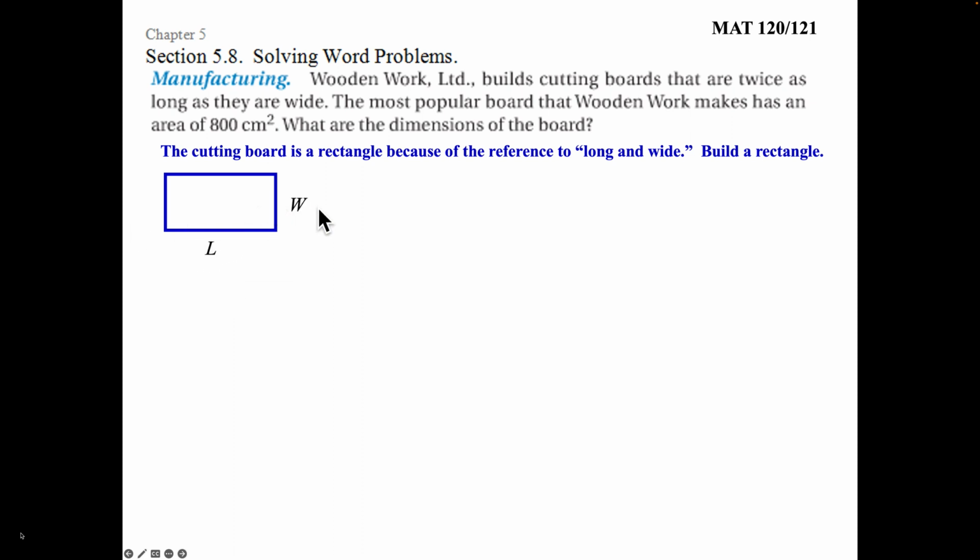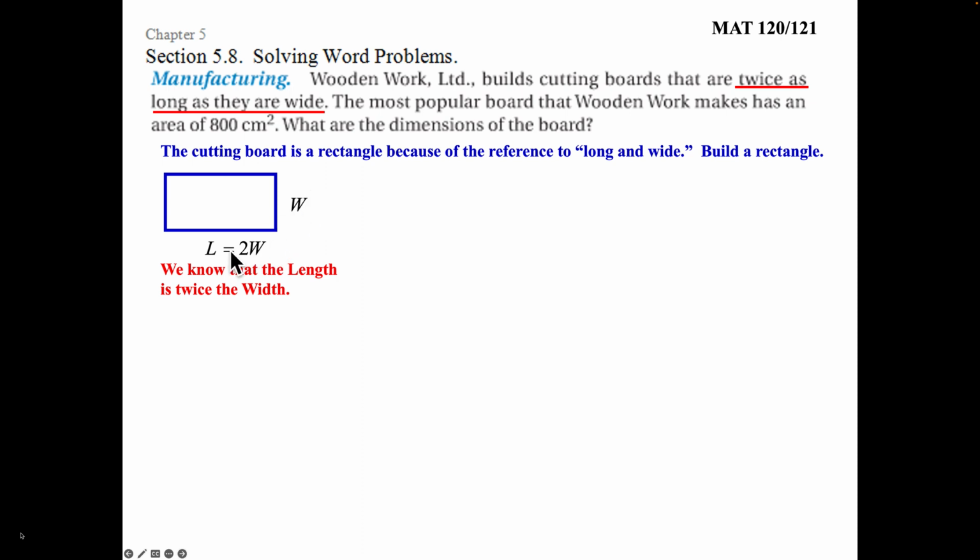label length and width, and now we're going to go up here and look at some key verbiage. Twice as long as they are wide. So the length is equal to 2 widths. We've got to double that. So that means L is equal to 2W.